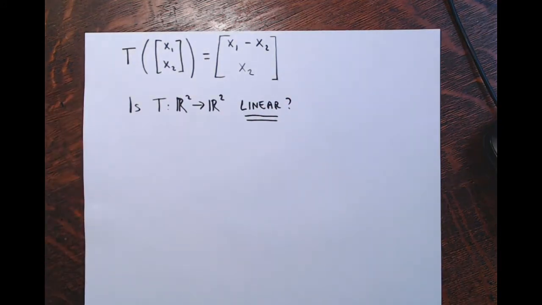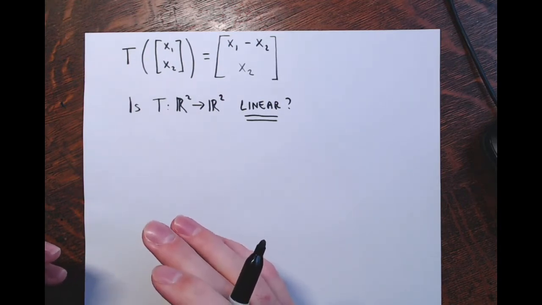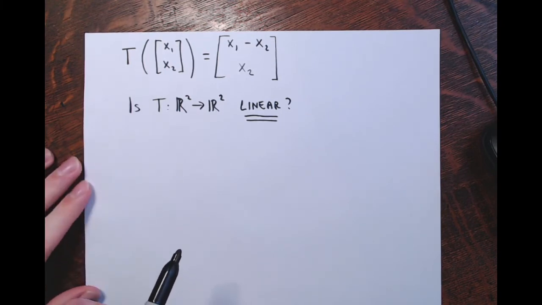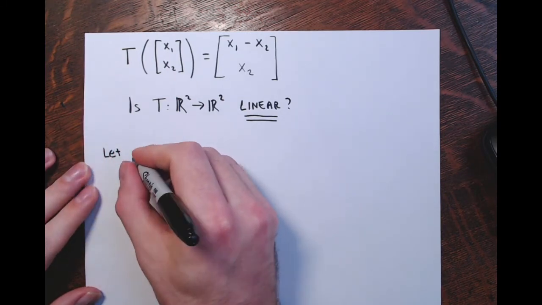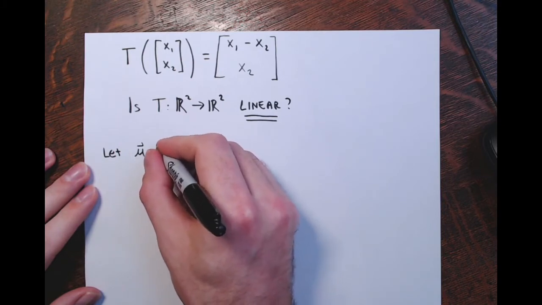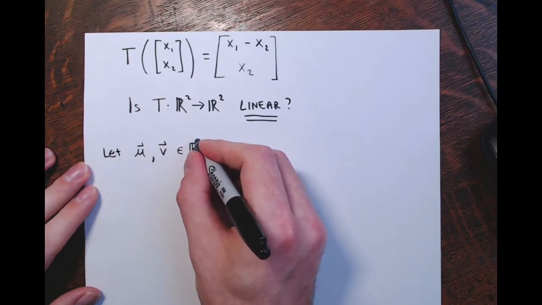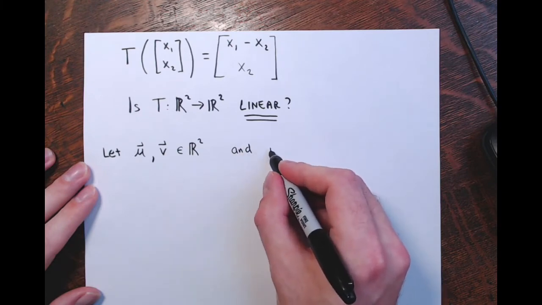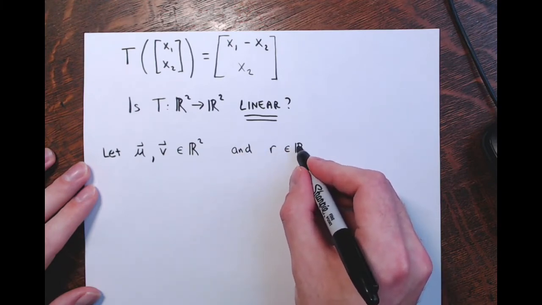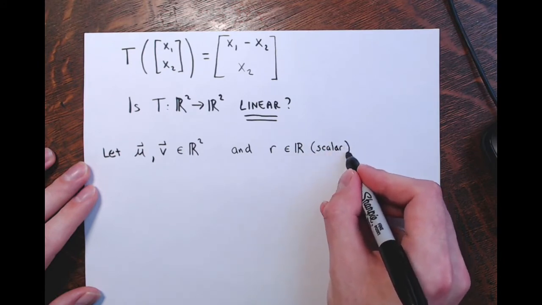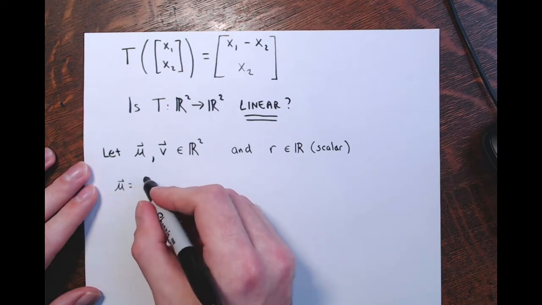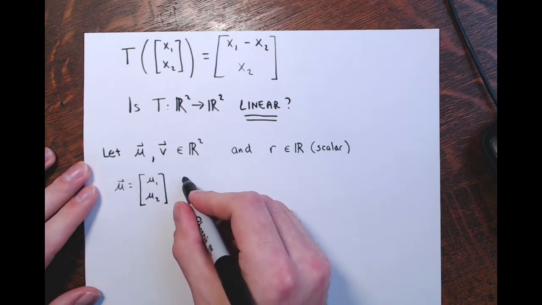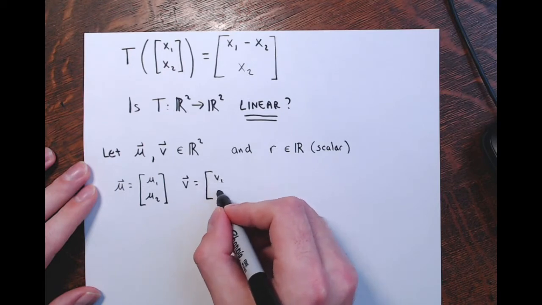All right. So in order to be a linear transformation, it must satisfy the additivity property and homogeneity property that were mentioned. First I'm going to let u and v be vectors from R2, from the domain. And let r be a scalar, just a real number, any scalar. So u, let's say, has components u1 and u2, and v, let's say, has components v1 and v2.